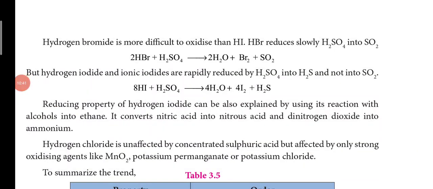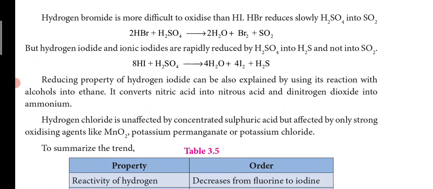And hydrogen bromide is more difficult to oxidize than hydrogen iodide because it reduces slowly with sulfuric acid, where it will be converted into sulfur dioxide. But HI will do that rapidly because it will not form SO2, instead it will form hydrogen sulfide. And the reducing property of hydrogen iodide can be explained by using the reaction with alcohols to ethane. It converts nitric acid into nitrous acid and dinitrogen dioxide into ammonium.